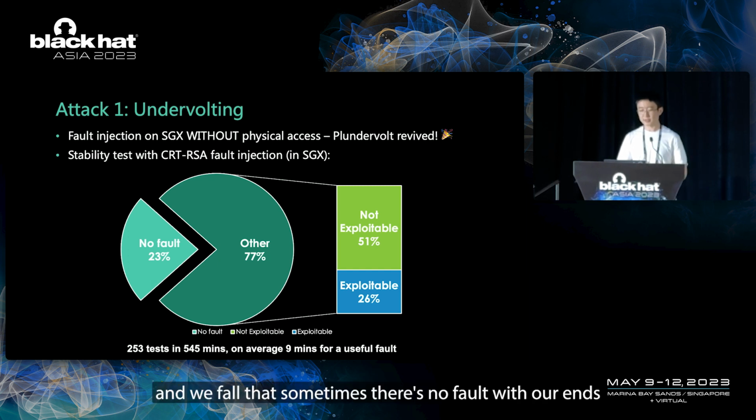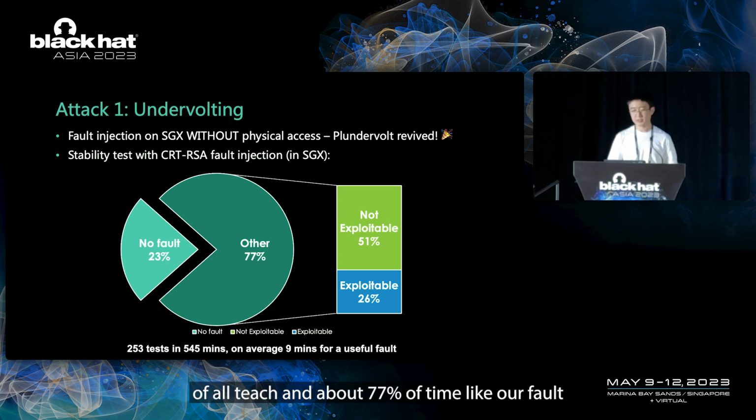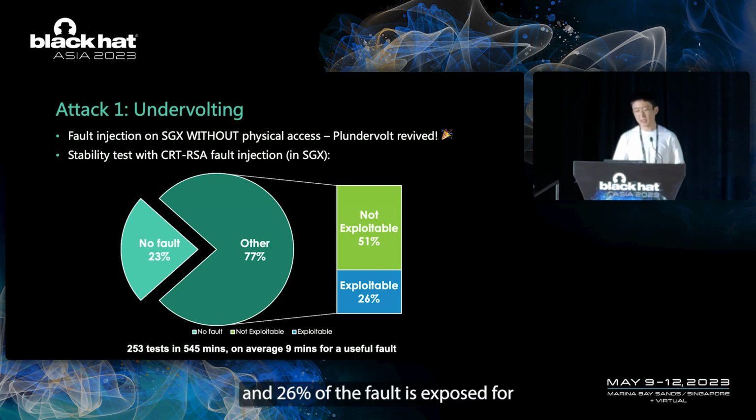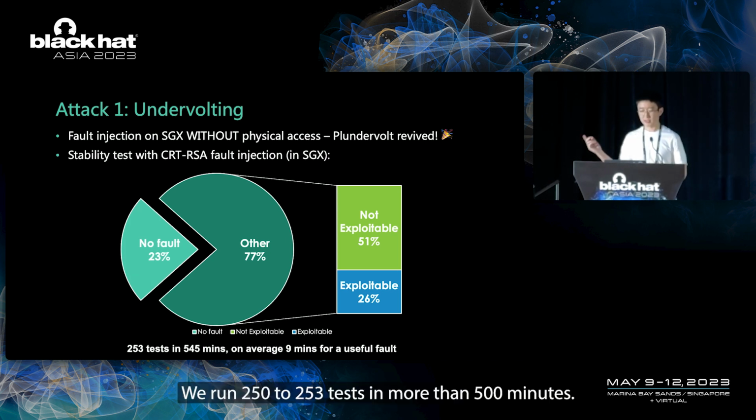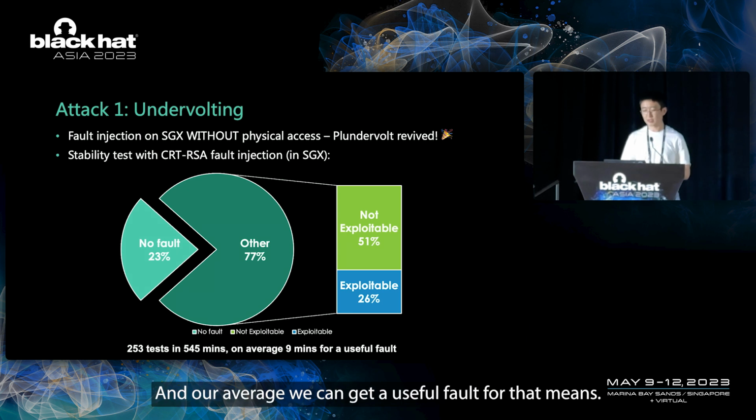We found that sometimes there's no fault when lowering the voltage, but about 77% of the time we got a fault, and 26% of the faults are exploitable. We ran 253 tests in more than 500 minutes, and on average we can get a useful fault in 9 minutes.